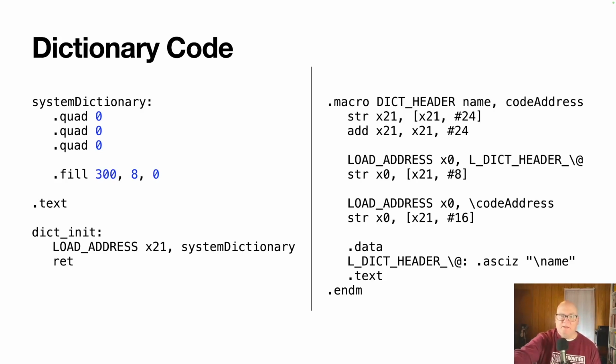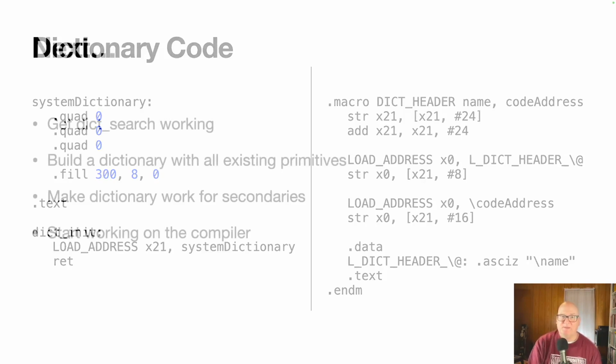And then the third cell is the code address of the routine we're going to call. Well, we got passed that in, so we load that in and store it in the third cell of the header. So this creates one new header and leaves X21, the dictionary pointer, pointing at the last, the most recently created header.